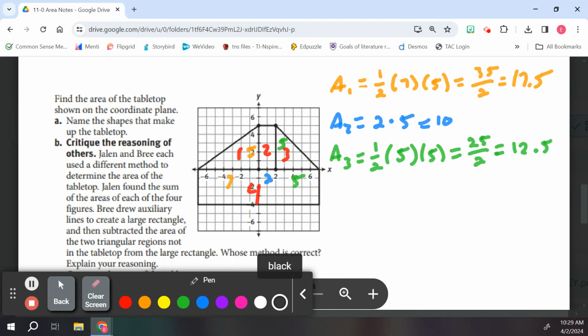And then we're going to look at shape 4. So the area of 4, it's base times height again. This height is, let's see, 1, 2, 3, 4 units. And this looks like, what, 14? So this is just going to be 4 times 14, which leaves us with a total of 56.